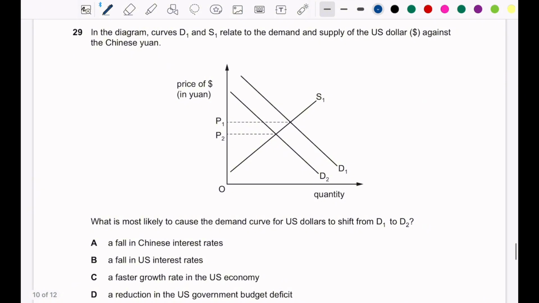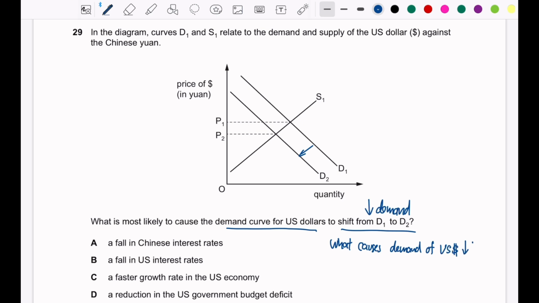Question 29. In a diagram, curves D1 and S1 relate to the demand and supply of the US dollar against the Chinese yuan. What is most likely to cause the demand curve for US dollar to shift from D1 to D2? This shift is leftwards, so we know the demand reduces. This is the first thing we need to know. And what causes demand for USD to reduce?